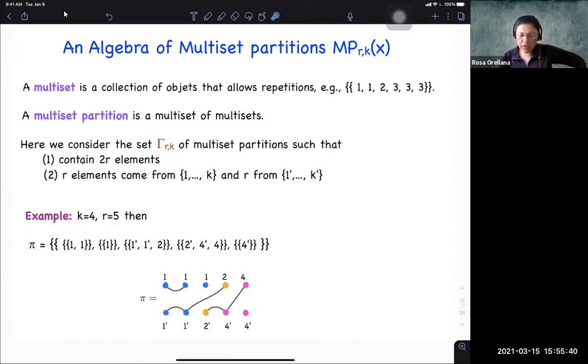equal to 5. So I can create any set partition as long as the number of non-primes is equal to 4, 1, 2, 3, 4. And then the number of primes is 5, sorry, they have to be 5. 1, 2, 3, 4, 5. And then the primes are also 5, right? And then all the numbers that are in here are between 1 and 4, right? So that's the only conditions.